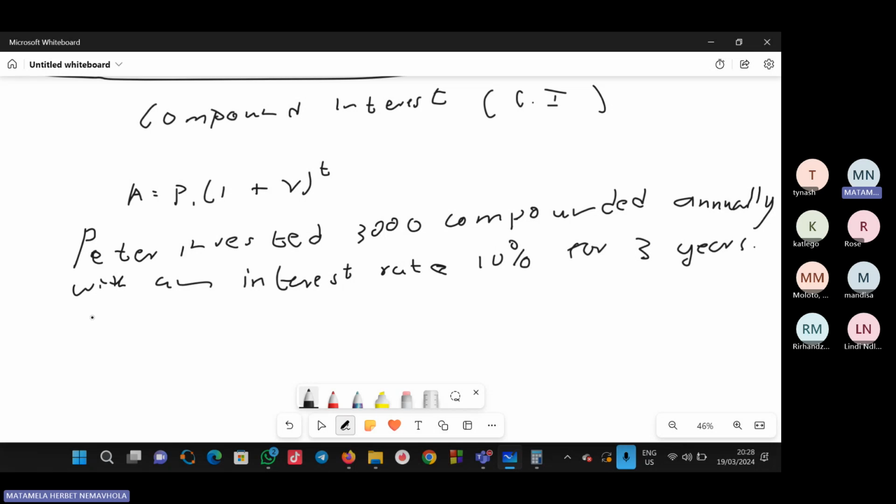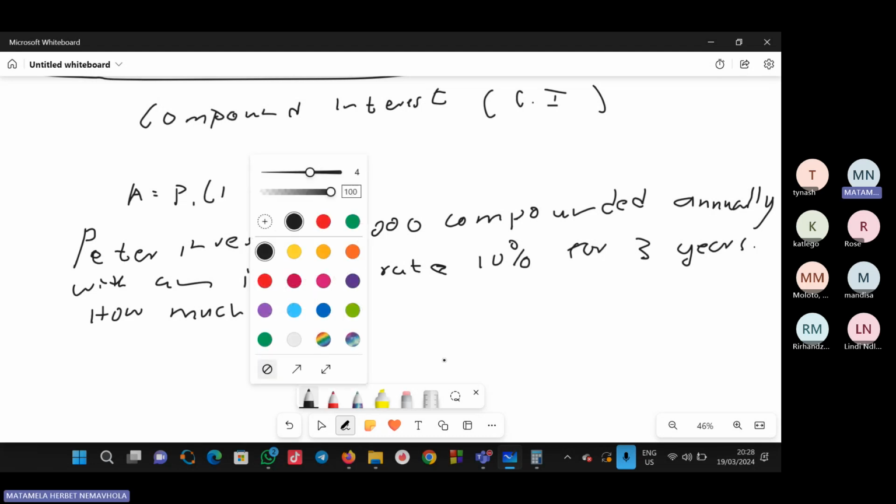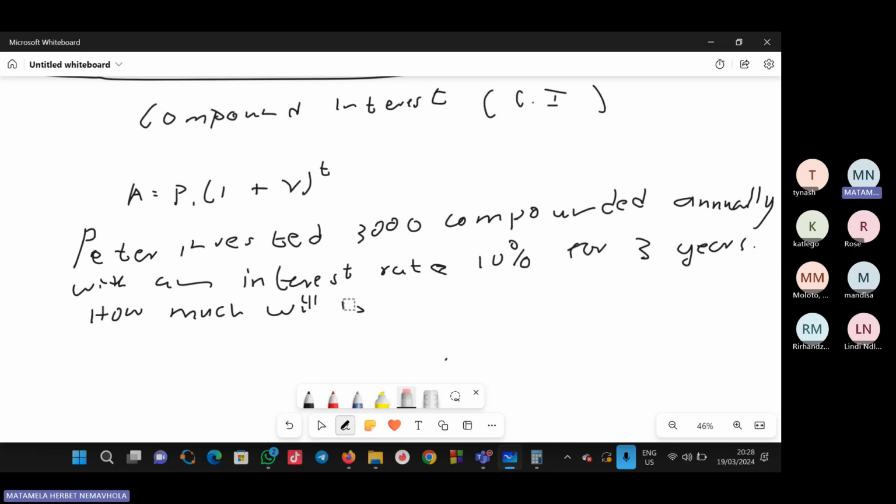Then it says, how much will he have in 3 years? How much will he have in 3 years?